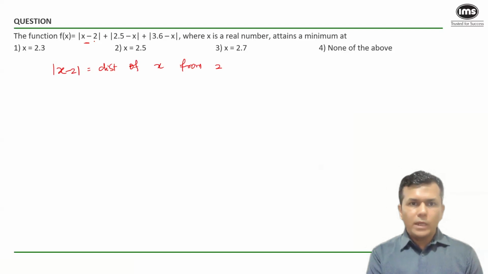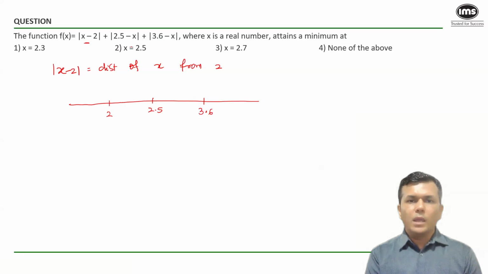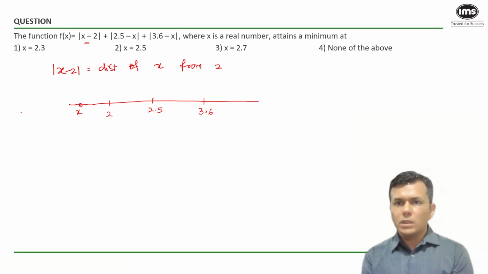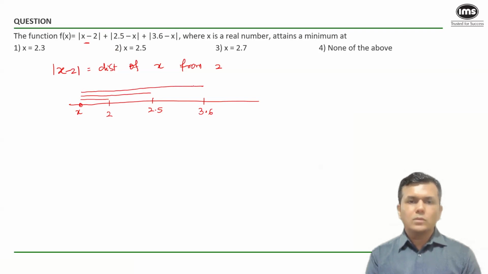Now over here, we are looking to find out the sum of these three distances. And that is why let's try to understand this with the help of a number line. So I'm going to plot these 3 points on the number line, which are 2, 2.5, and 3.6. If I take my x anywhere on this number line, suppose over here, I'm going to find the summation of distances of x from these 3 points. So distance of x from 2 is this, x to 2.5 is this, and x to 3.6 is this much distance. So this is one case.